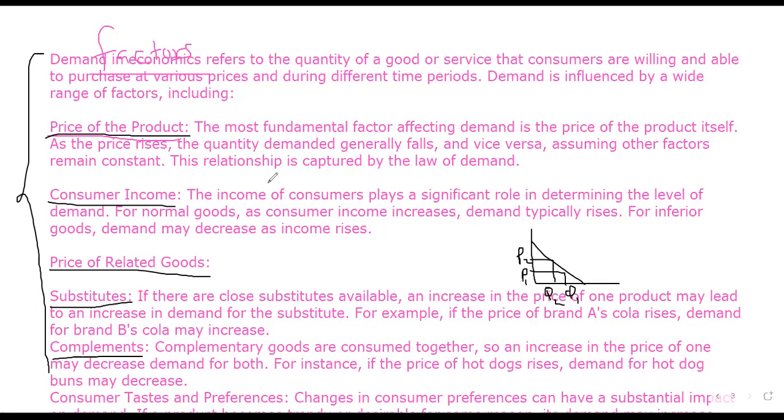We also have two kinds of goods to denote from this: normal goods and inferior goods. If your income elasticity is negative, on a number line, we call that an inferior good. If you get a positive income elasticity, that is called a normal good.